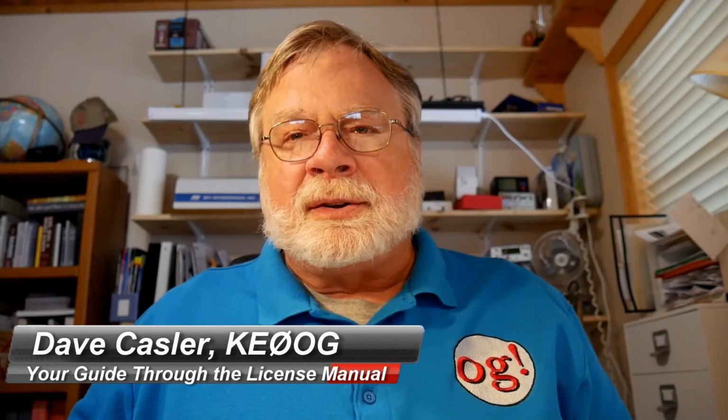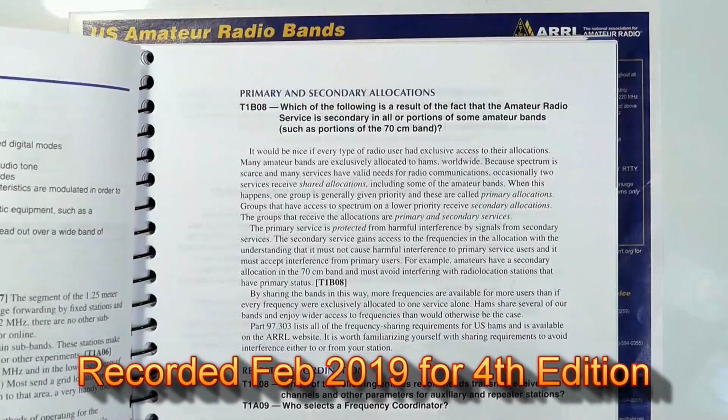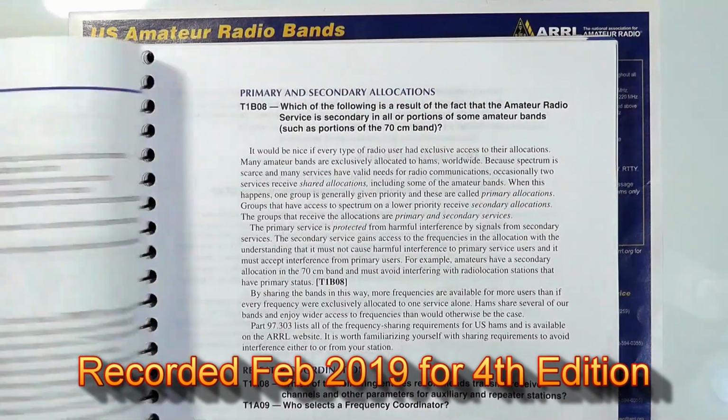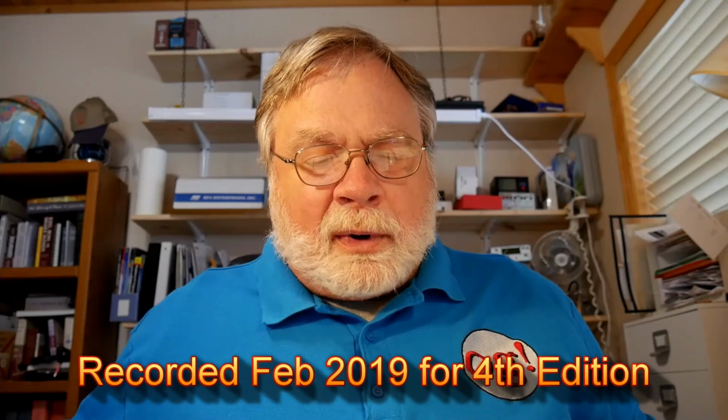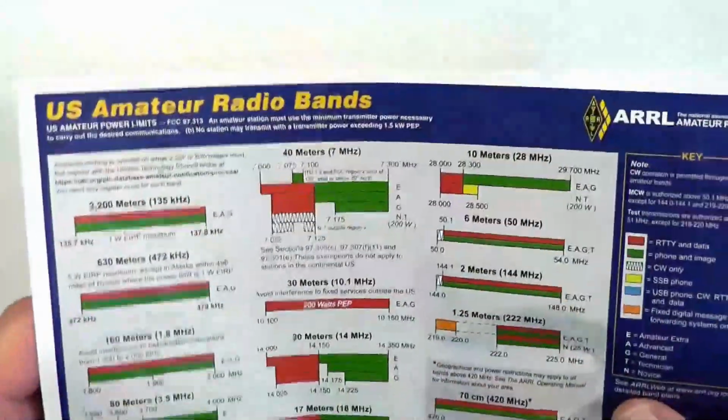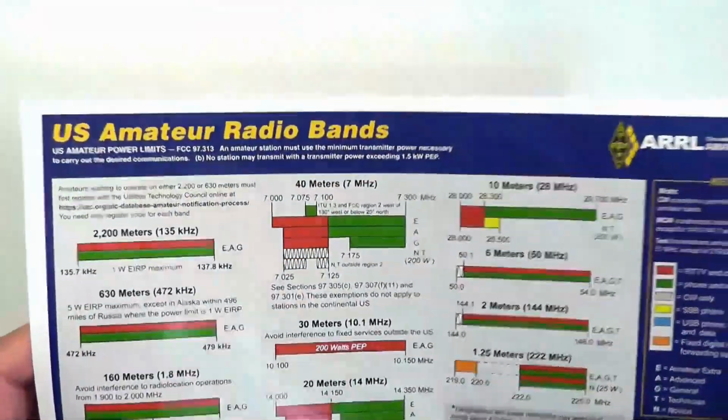The section on bands and privileges is divided into a few kind of disparate sections. There's one on frequency privileges, one on emission privileges, power limits, primary, secondary allocations, and repeater coordination. A little bit disparate. What I want to talk about first is frequency privileges for the technician, and you're going to see this chart quite a bit in your ham life.